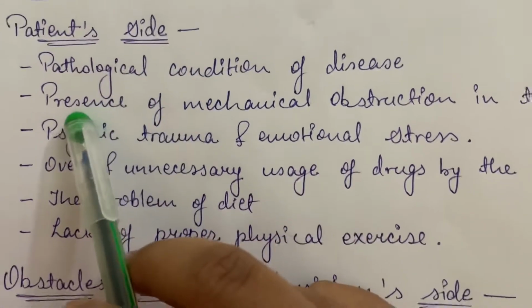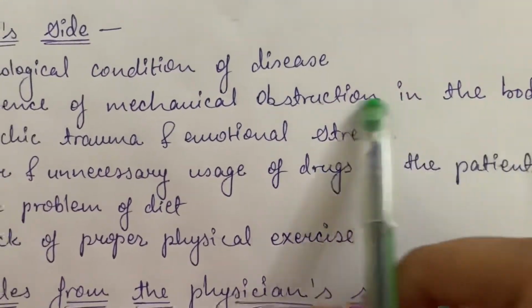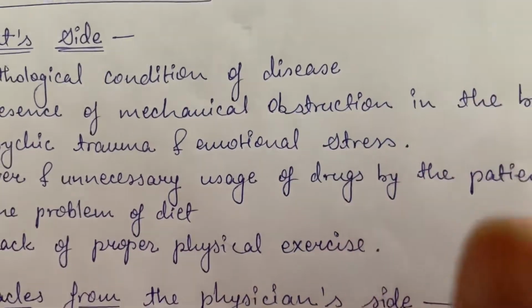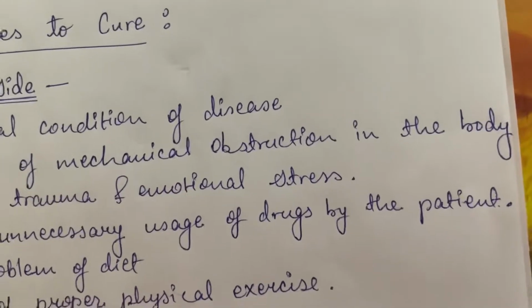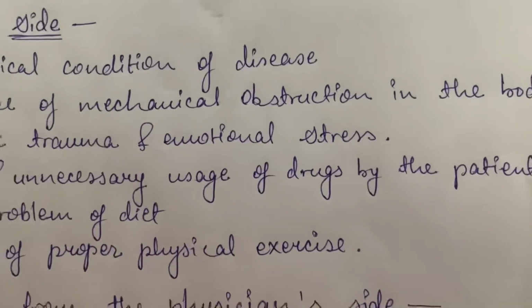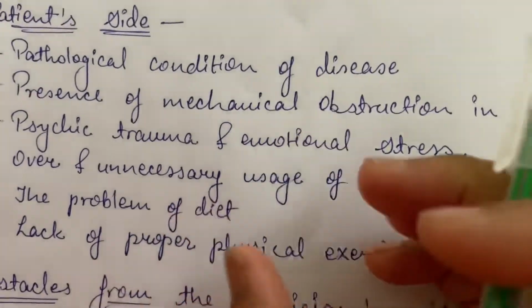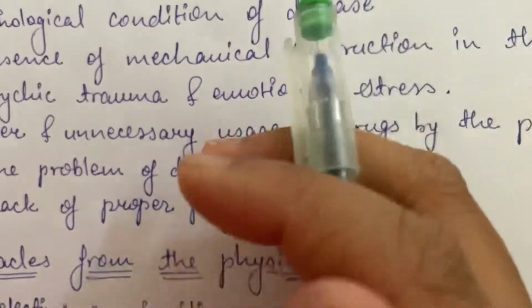Okay. Now, presence of mechanical obstructions in the body. What do you mean by mechanical obstruction in the body? Any kind of mechanical obstruction will be held by the physician's side or by the patient's side. That will be like a foreign body. Okay, the foreign body will be the obstruction, right?